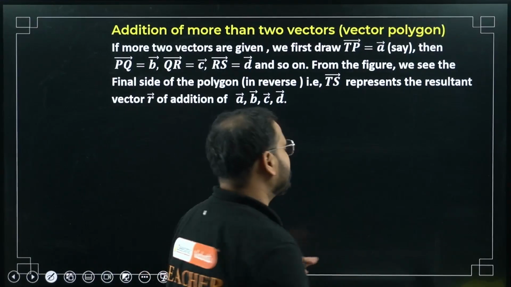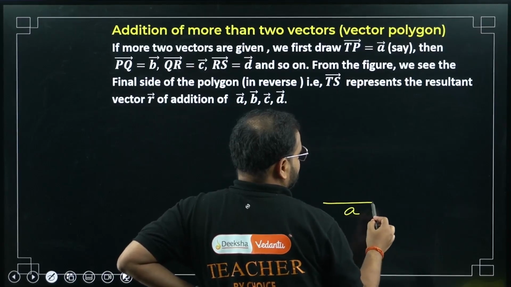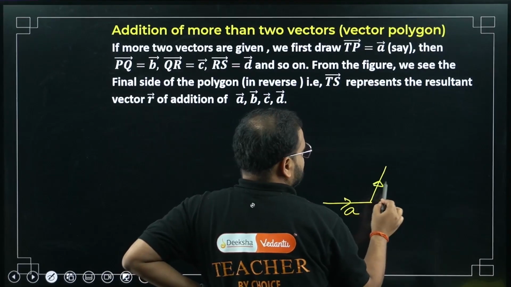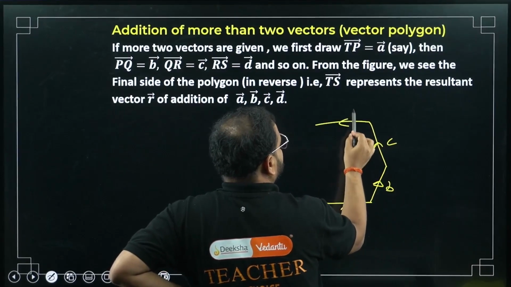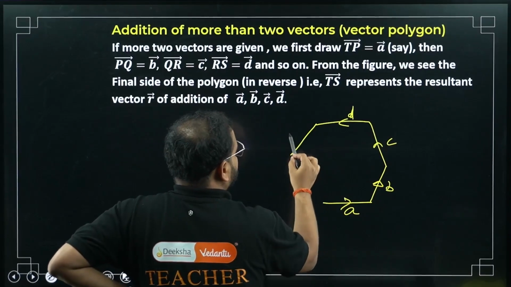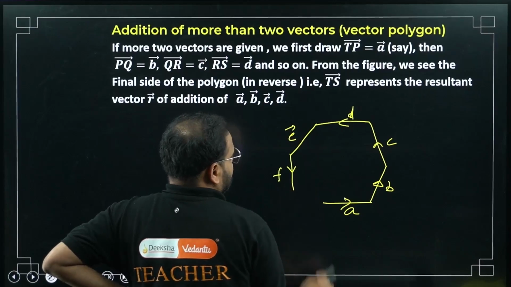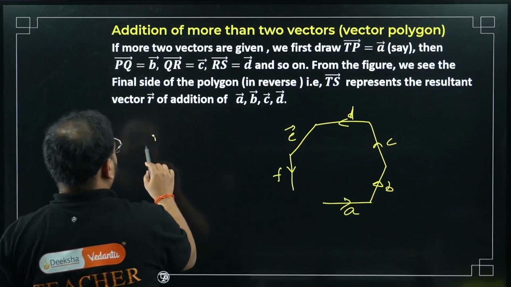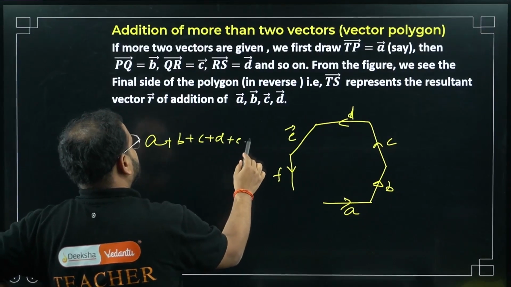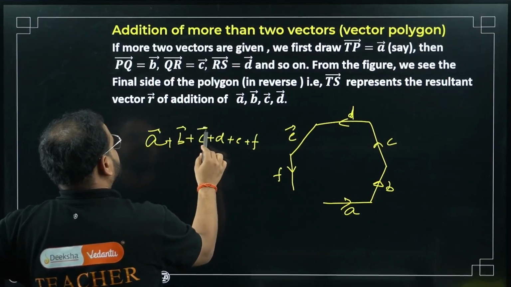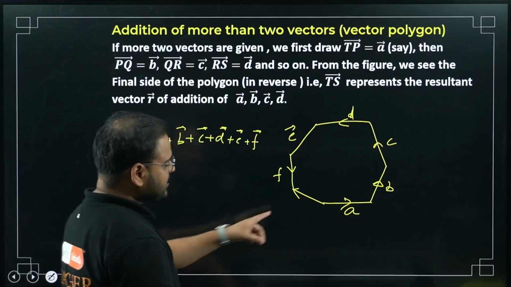Vector polygon is very simple. I can draw any number of vectors. Let's say vector A is like this. Vector B is like this. Vector C is like this. Vector D is like this. Vector E is like this. Vector F is like this. Then you are looking to find the sum of all of it: A plus B plus C plus D plus E plus F. All these vectors. What's the answer? Simply AF. The last one will be the resulting vector.